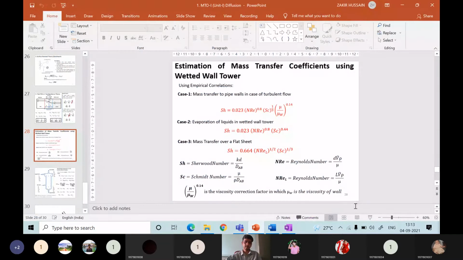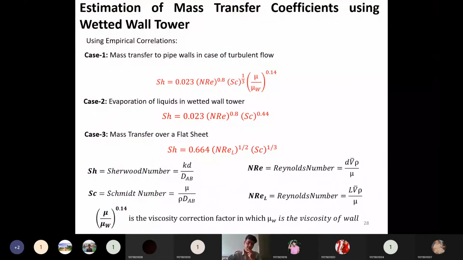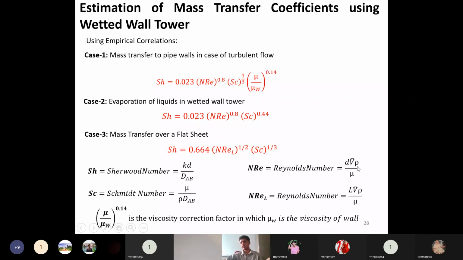Is that okay? Please respond. Yes, sir. Okay. Every formula I have given here, you just have to remember the expansions. K is your mass transfer coefficient, D is the diameter, DAB is the diffusivity, mu is the viscosity, rho is the density, and V bar is the velocity. L is the length of the sheet. And this mu by mu w power 0.14 is the viscosity correction factor, in which mu is the fluid viscosity and mu w is the viscosity of the wall. All these correlations you have to remember.